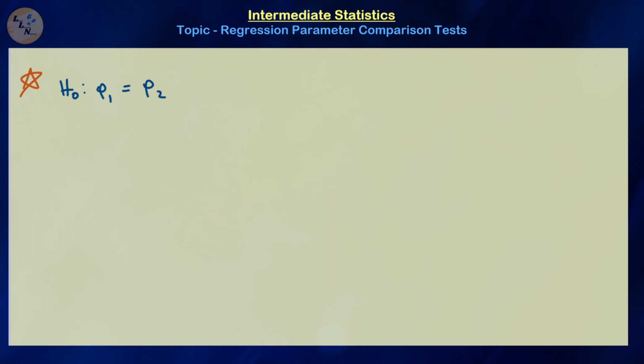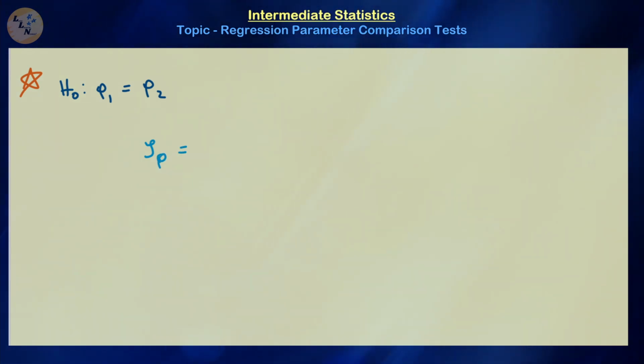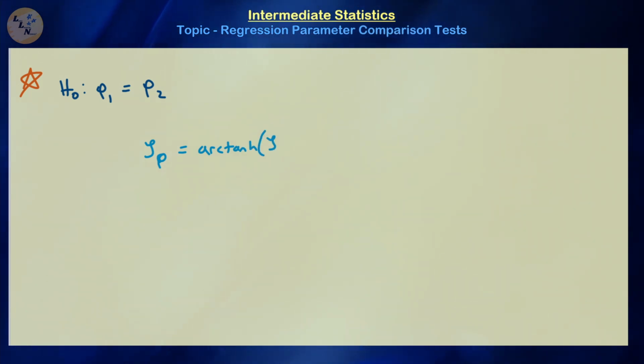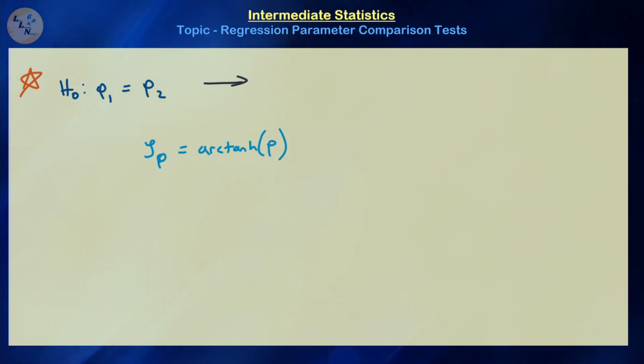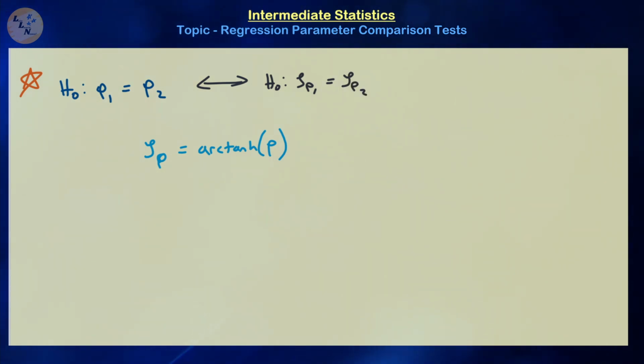Now remember the Fisher transform for correlation coefficient. The Fisher transform is represented by zeta rho, defined to be equal to the inverse hyperbolic tangent of rho. So the null hypothesis rho 1 equals rho 2 is true if and only if the null hypothesis zeta rho 1 equals zeta rho 2 is also true. So we're going to be approximating the confidence interval via the Fisher transform, and the test statistics and p-values will follow a test statistic that's followed by a t-distribution as usual.